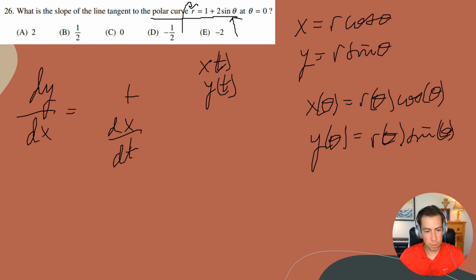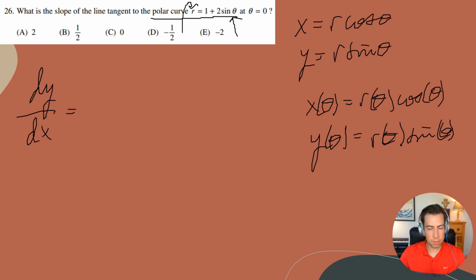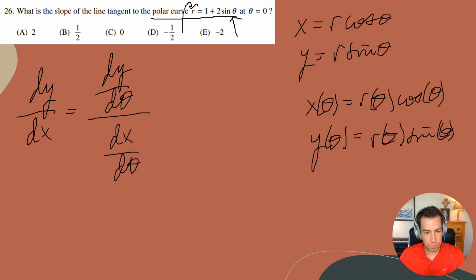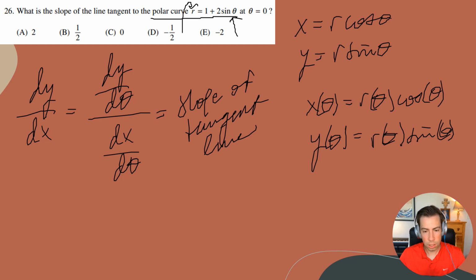So in this case, we're basically going to do the exact same thing, but with respect to theta. So we're going to have dy/d theta divided by dx/d theta equals our slope of the tangent line. Okay, so all I need to do now is take the derivative of both of these functions. So I will take the derivative of x first.